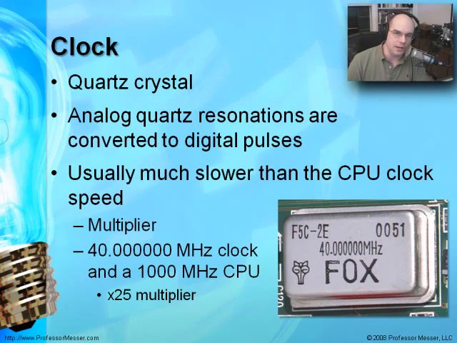The reason that these are separate is because if we wanted to use a different speed CPU, well, that would probably mean that we'd have to then remove this particular quartz crystal and replace it with one. That's a little bit of a problem sometimes. Often you'll find a motherboard will support many different speeds of CPUs.